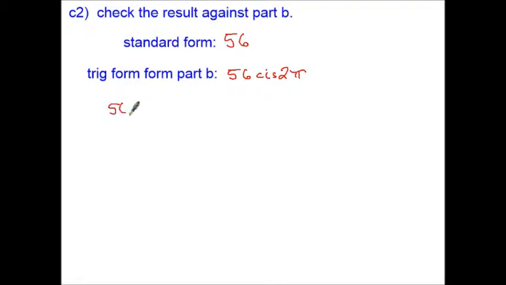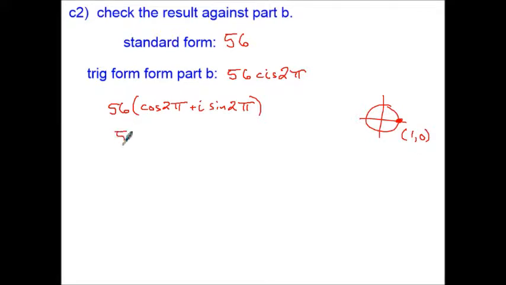So again, I'm going to abandon my cis notation for the trig part and go with cosine 2 pi plus i sine of 2 pi. A little bit to work these things out here. Well, of course, thinking of my unit circle again, 2 pi, of course, is the same thing as 0, as I said just a little bit ago here. Since that's the point (1, 0), my cosine is 1 and my sine is 0, so this becomes 1 plus i times 0.